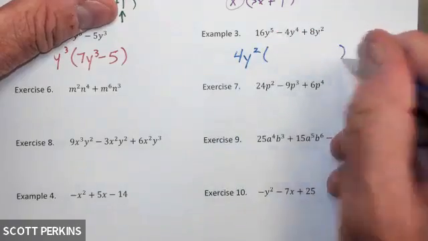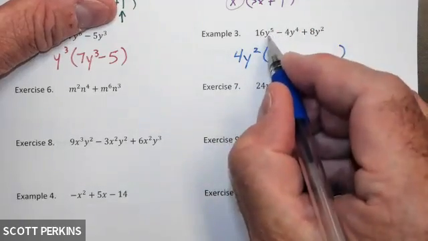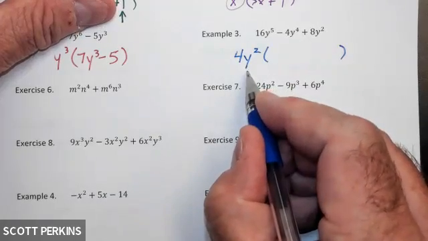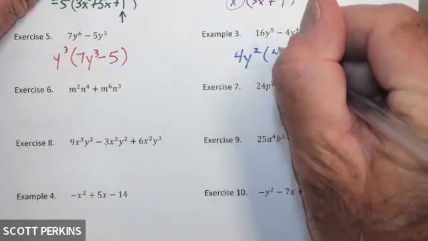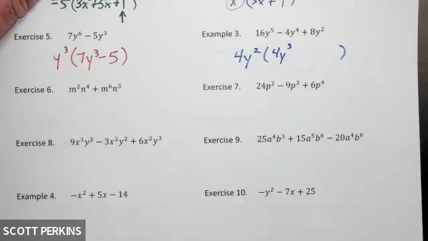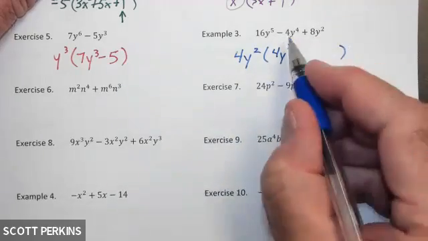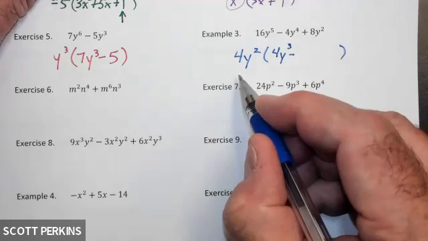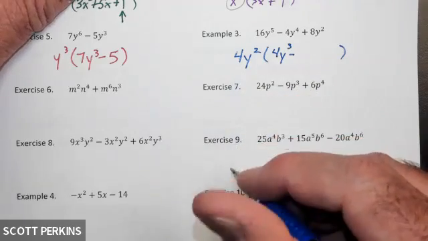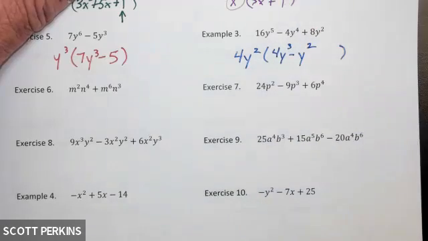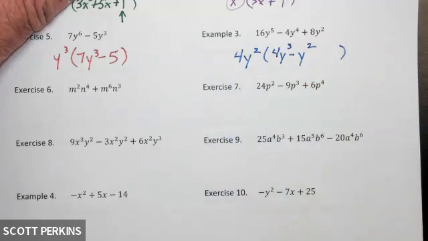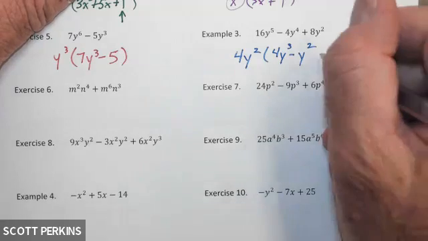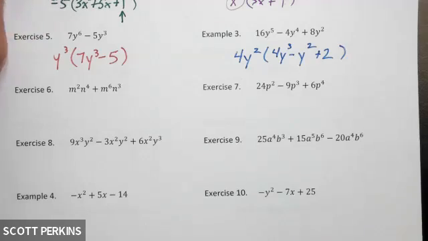All right, so here goes. 16y to the 5th, I factored out the 4y squared. What's left from the first term? 4y to the third, beautiful. And then minus 4y to the fourth, I factored out 4y squared. What's left? Yep, indeed, y squared. And then finally, last but not least, 8y squared. I factor out the 4y squared, and I'm left with just what? Plus 2.